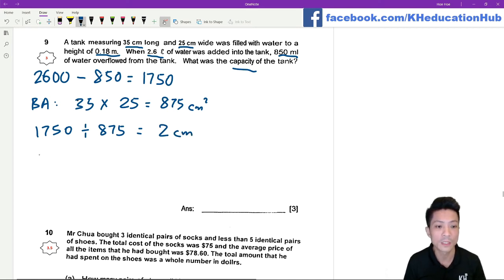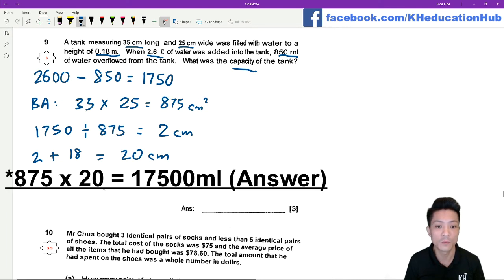Which means that the height of the tank is 2 plus, okay, 0.18 meter is 18 cm, which is 20 cm. Okay, capacity of the tank would be the base area multiplied by height.